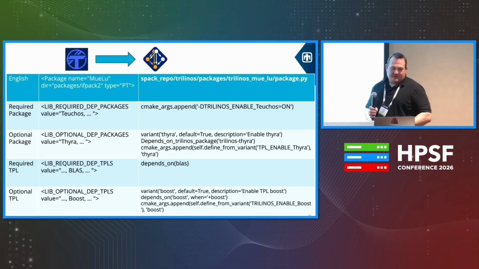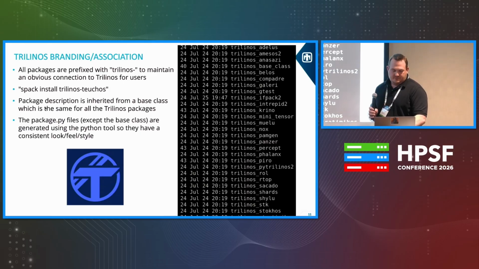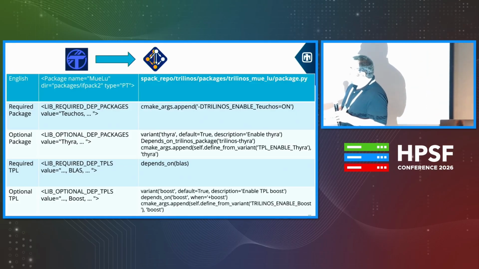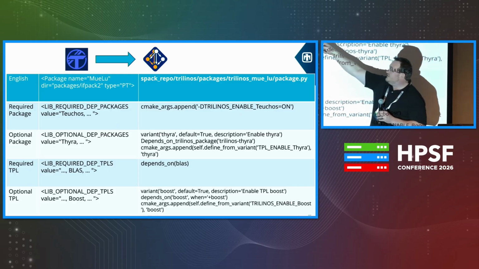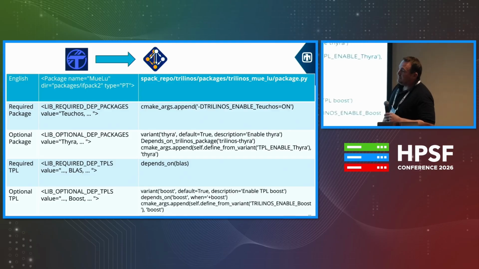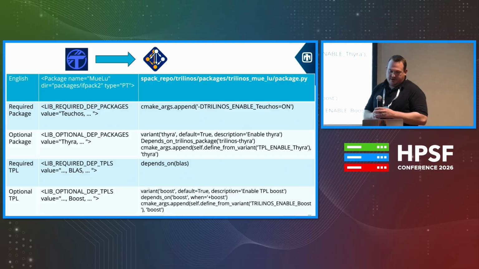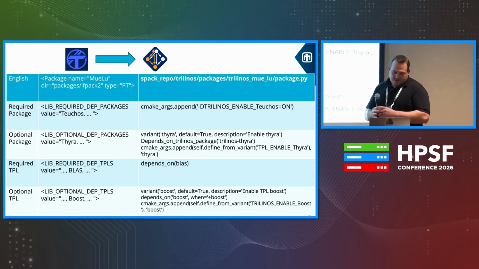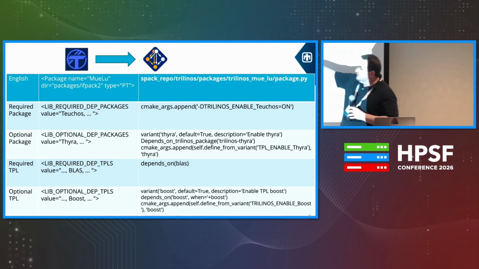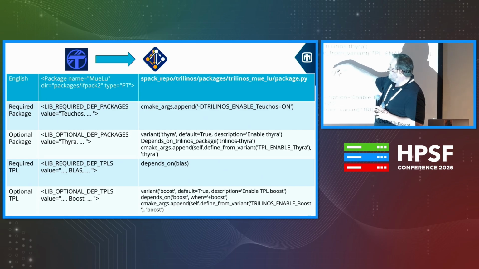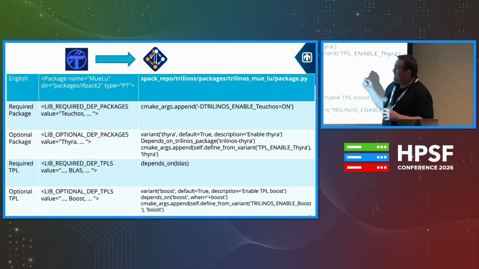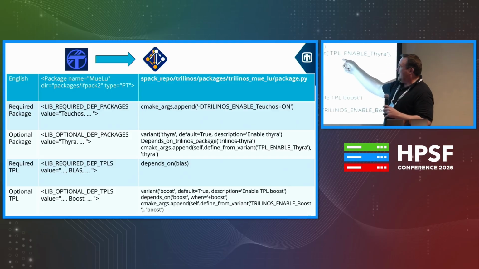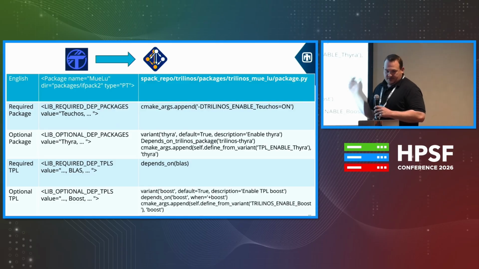All right, so here I have some details about how this is mapped. You can see, in English, if we have a required package, that shows up in our XML like lib required packages. In Spack, we go right to the CMake and put it as a CMake option. We don't need to expose that as a variant. It's just required. For an optional package, we declare a variant. We tell whatever package we're in that we depend on that, and then make a CMake argument dependent on that variant.